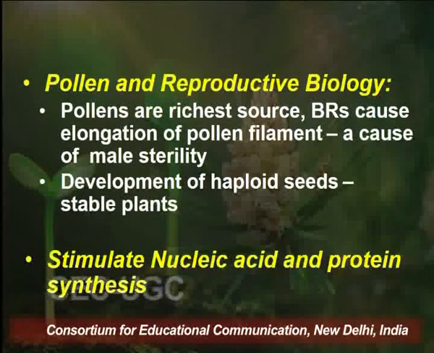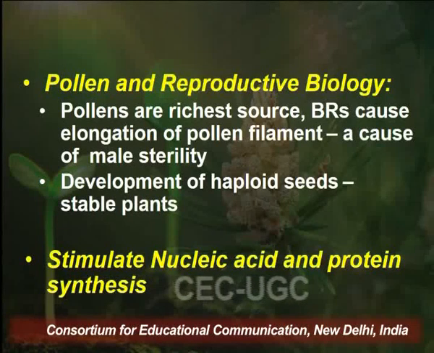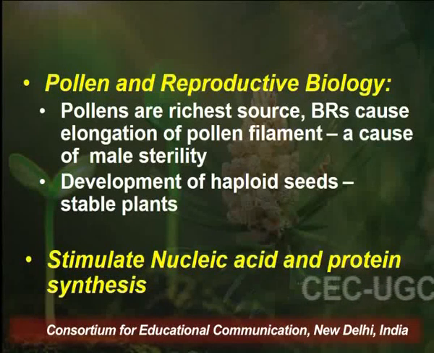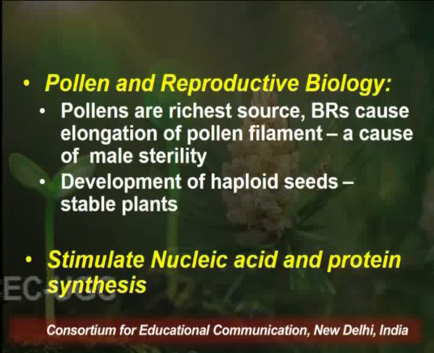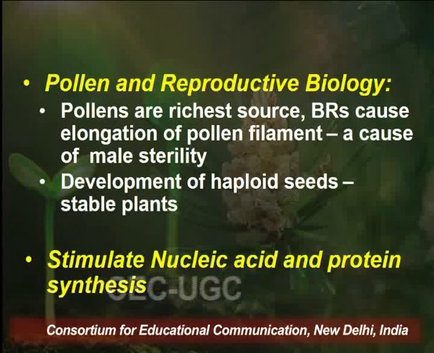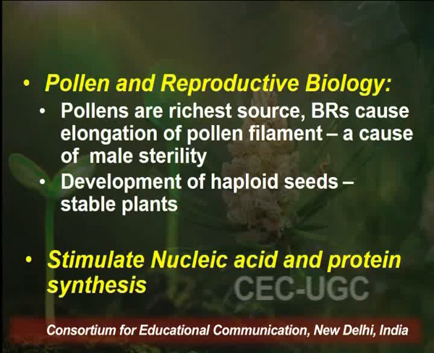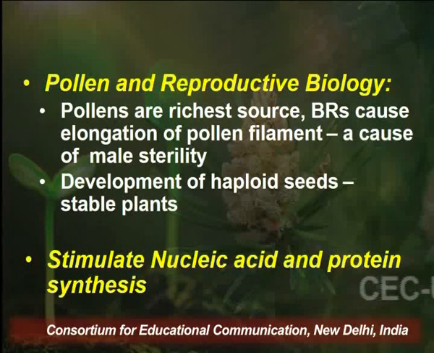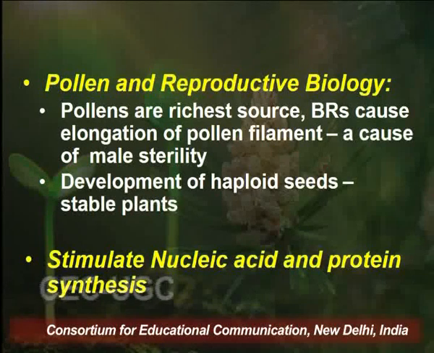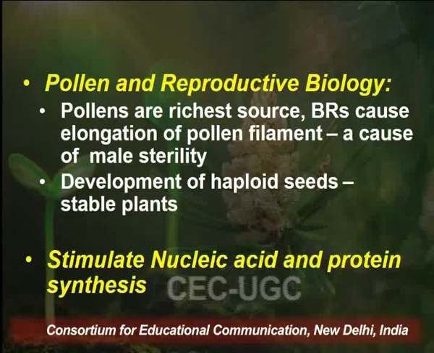Then, as I told you, the highest concentration of brassinosteroids is found in the reproductive organs and pollens, because the discovery of brassinosteroids was also from pollens. It has been found that brassinosteroid causes the elongation of the pollen filament, thereby causing the inhibition, or the regulation, of male sterility.